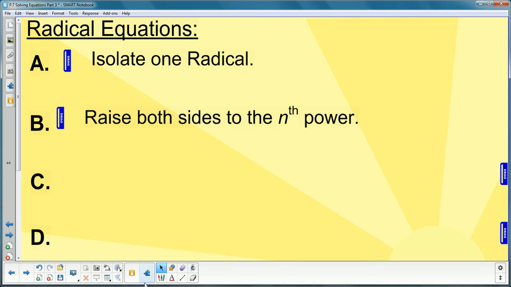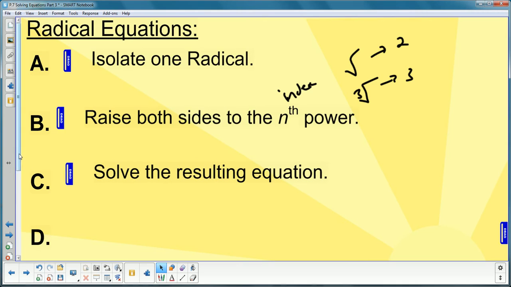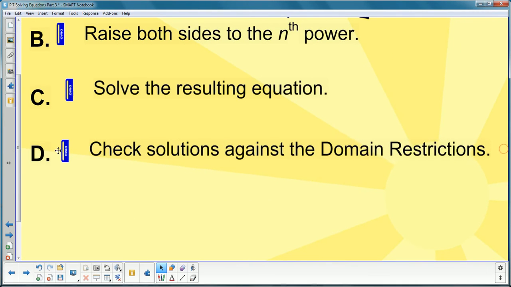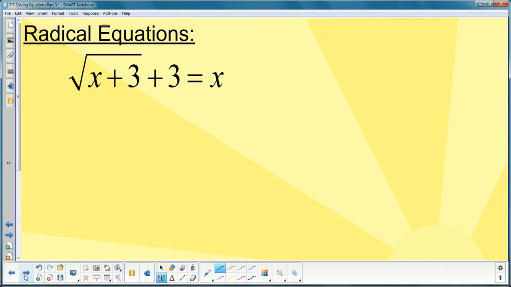When we say nth power, that's going to come from our index, meaning if it's the square root, we square both sides. If it's the cube root, we cube both sides, and so on. After we do that, we're going to have an equation that we solve. Finally, we again need to check solutions against domain restrictions, because we could create an extraneous root. Sometimes you'll have a solution that actually works, but not with the original equation. So you need to make sure you double check for those by plugging them back in.